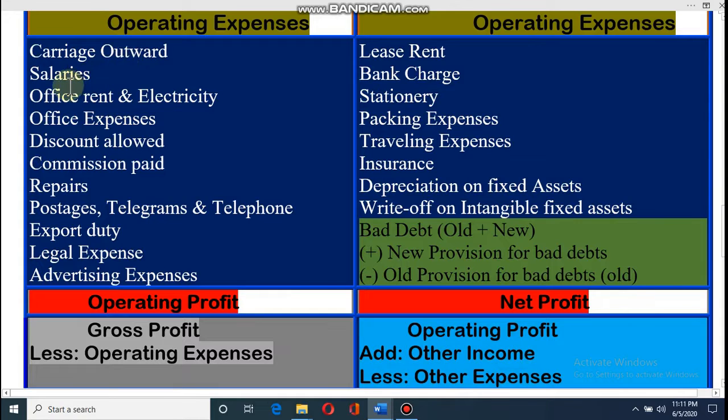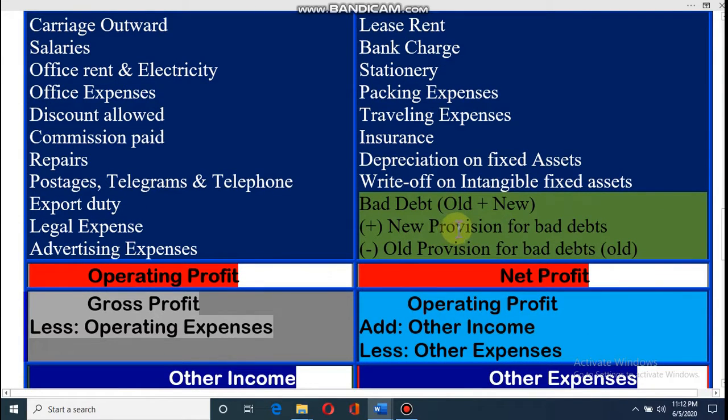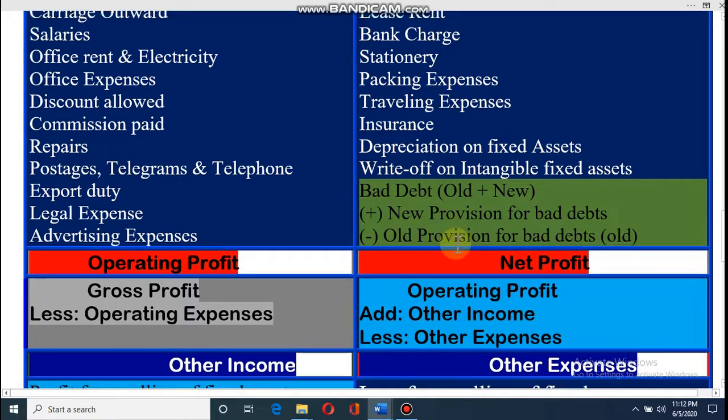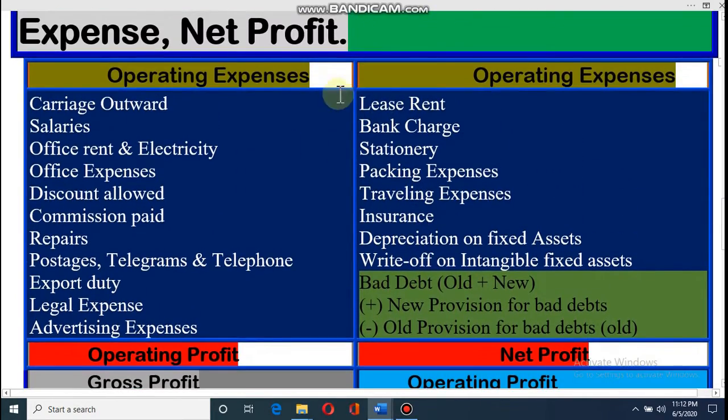Carriage outward, salaries, office rent and electricity bill, office expenses, discount allowed, commission paid, repairs, postage and telegram and telephone bills, export duty, legal expenses, advertisement expenses, lease rent, bank charge, stationery, packing expenses, traveling expenses, insurance expenses, depreciation on fixed asset, write off on intangible fixed asset, bad debt, old plus new, new provision for bad debt, and old provision for bad debt.